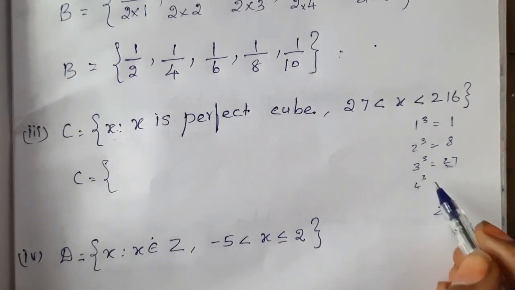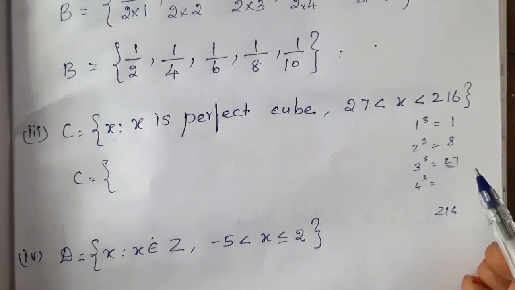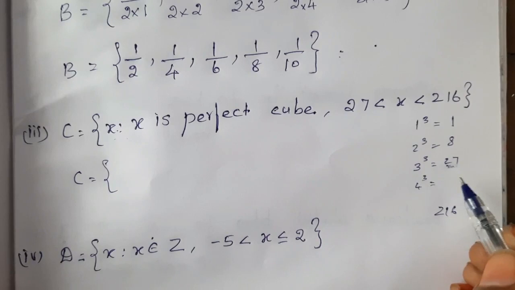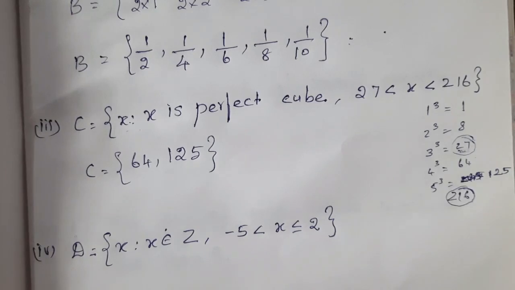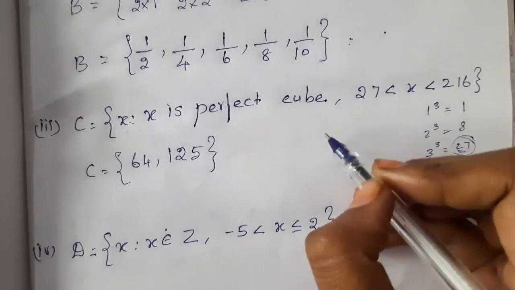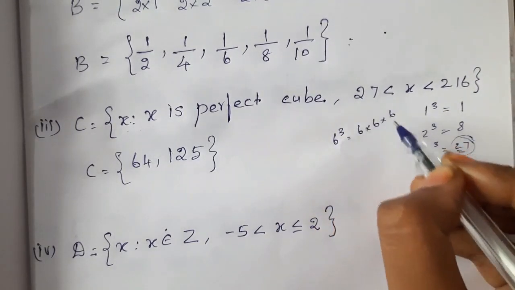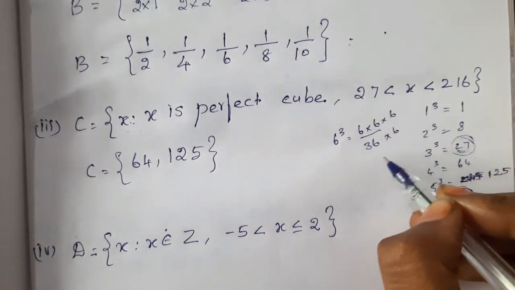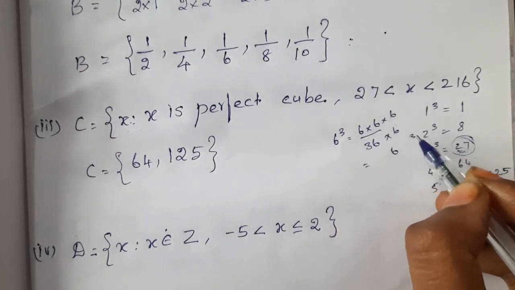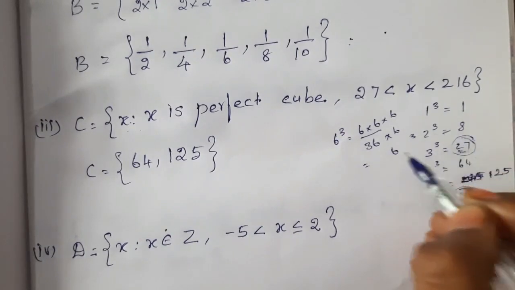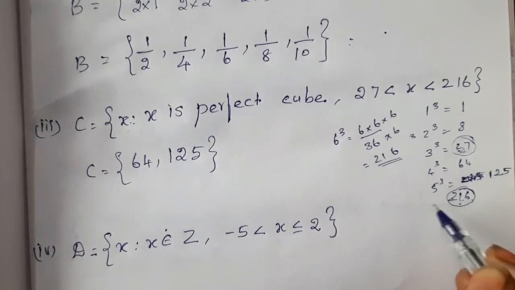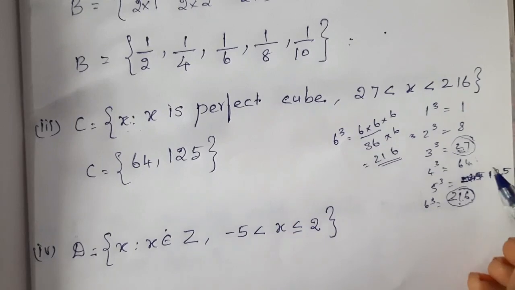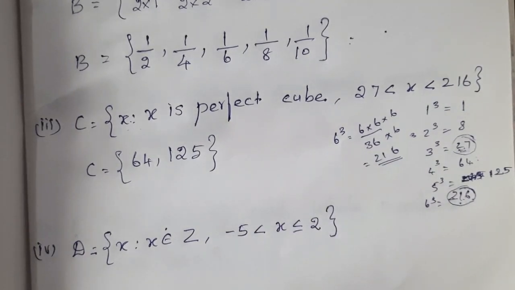So 27, after that 4 cube. What is the 4 cube number? Tell me. 4 into 4, 4 4s are 16. 16 into 4, 64. Then 5 cube. 25. 25 into 5, 125. So we can write 125. Just we can try that in 6 cube. 6 cube is 6 into 6 into 6. 6 6s are 36 into the 6. What will come? 216. So in between 27 and 216 we have the numbers 64 and 125. Next one.